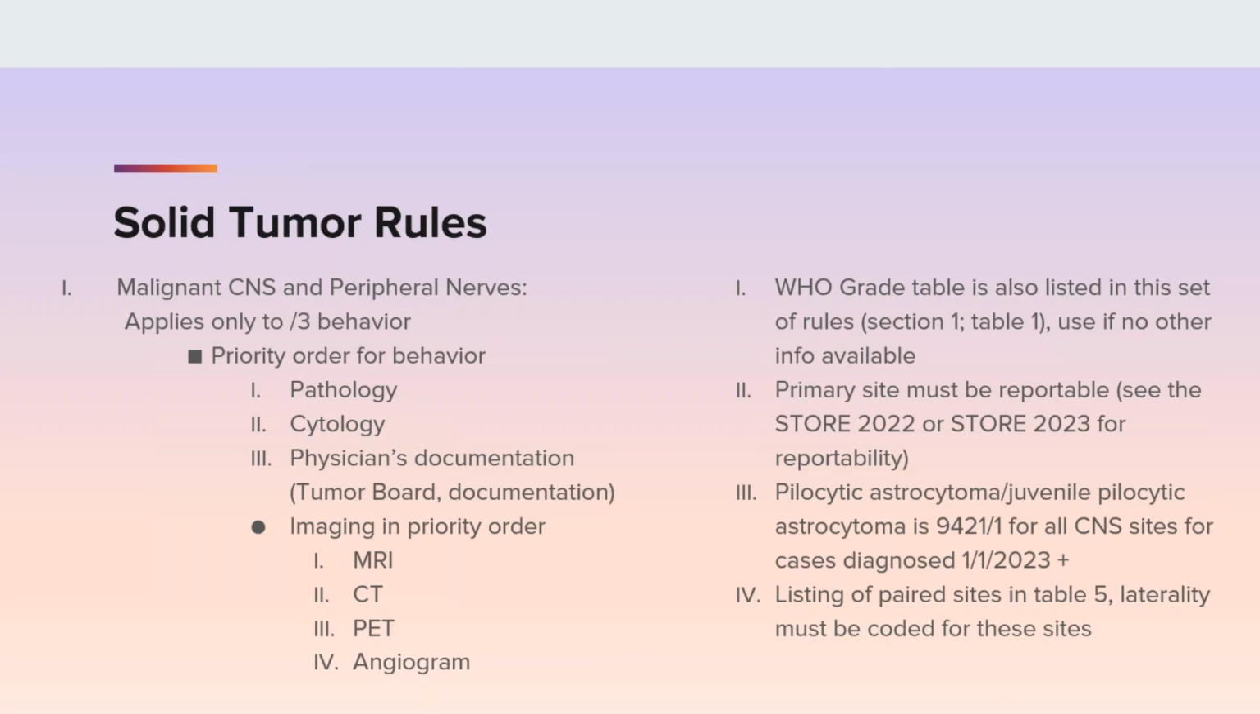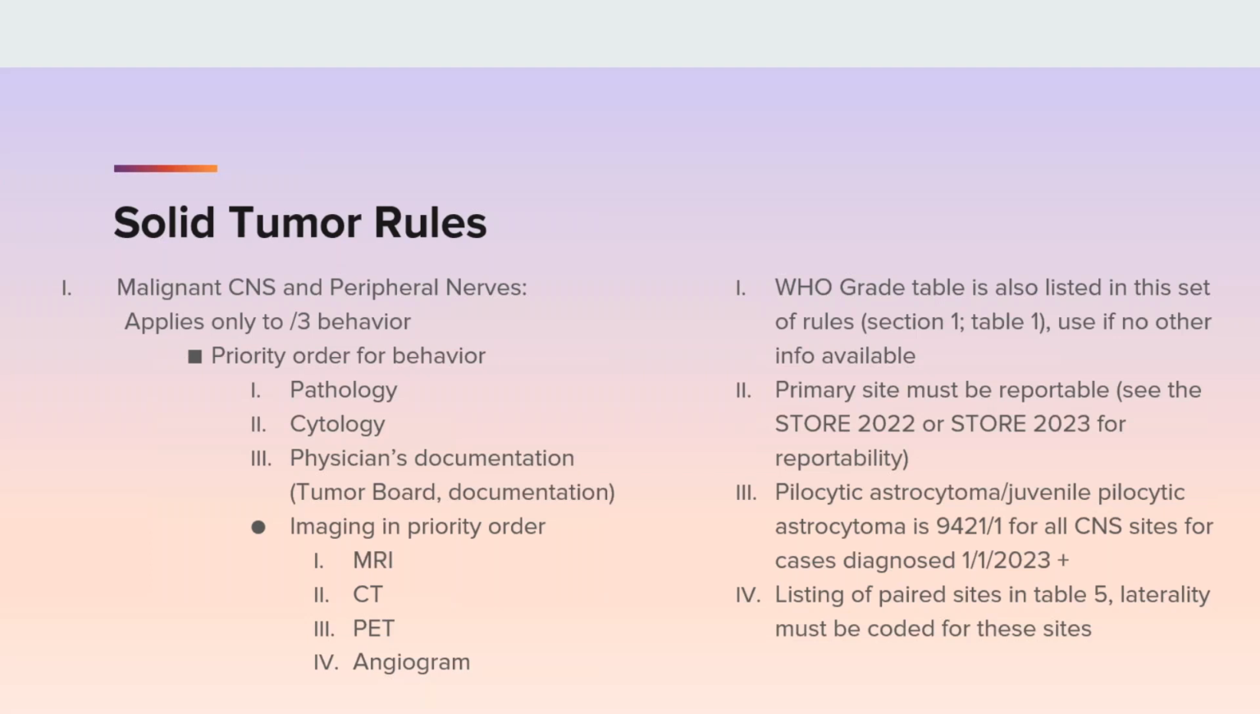Malignant CNS and peripheral nerves does have its own chapter in the Solid Tumor Rules. Here's a couple things to remember. These rules apply only to behavior /3 code, invasive malignant brain. We do have a priority order for behavior. First, we'd have the pathology, that's pretty standard, and cytology, physician's documentation or tumor board documentation, something like that. And then we also have an imaging priority order, and not every module in the Solid Tumor Rules has it. So we have the MRI would come first, and then the CT, the PET scan, and the angiogram.